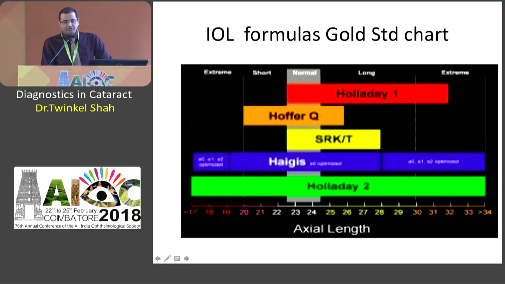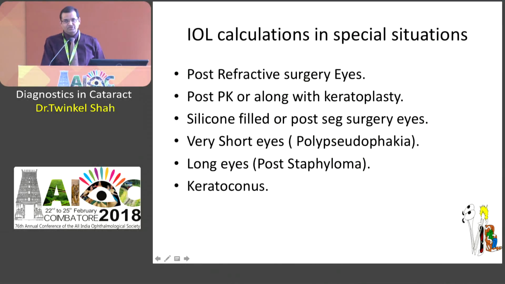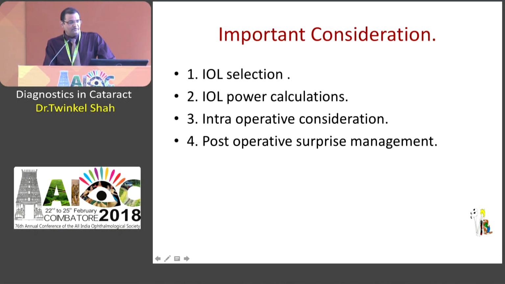So these are the formulas which we are using for the normal patients. But what about the patients who have special situations: patients who have undergone refractive surgery before, a patient who has to undergo penetrating keratoplasty along with cataract surgery, or may have had keratoplasty before, a patient who has undergone vitrectomy surgery, or a patient who already has a silicone filled eye. Very short eyes, where you may require more than one lens in the eye, or very long eyes, or keratoconus patients. All these special situations we have to attend to differently. We will go one by one. For post-refractive surgery, the most important considerations are the IOL selection and the IOL power calculations. These two will be our talk.